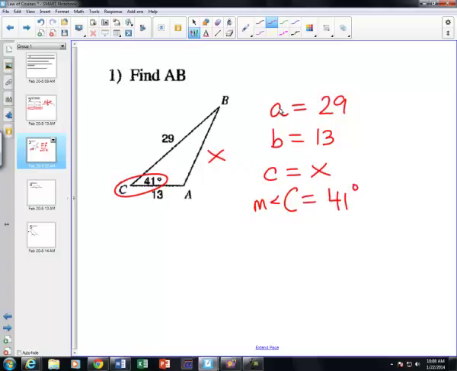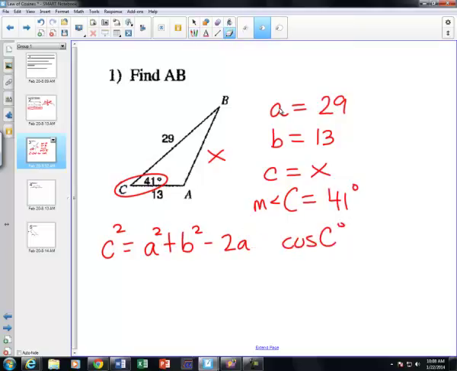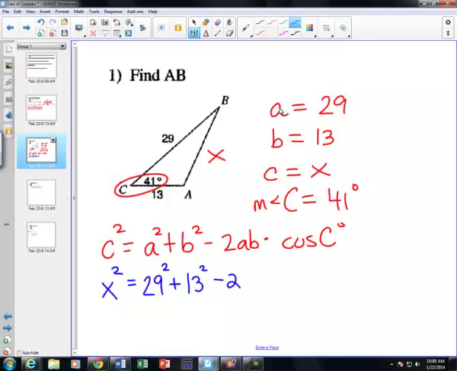Okay, so I'm going to write that formula. c squared equals a squared plus b squared minus 2ab times the cosine of angle C. And probably once you write this out a few times, you'll notice the pattern, and you can do it without even looking back. Alright, so now we're just going to plug in everything that we know. So in place of lowercase c, I'm plugging in x. In place of lowercase a, 29. Lowercase b, 13. Lowercase a again is 29. Lowercase b again is 13. And then times the cosine, and my angle C is 41 degrees.